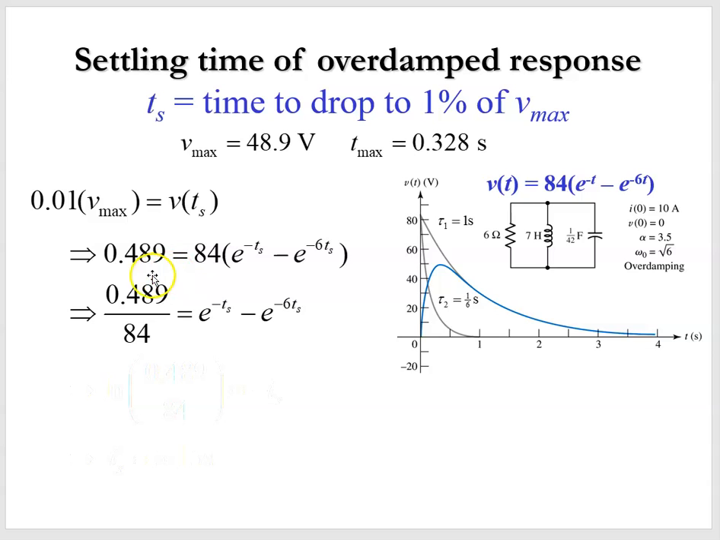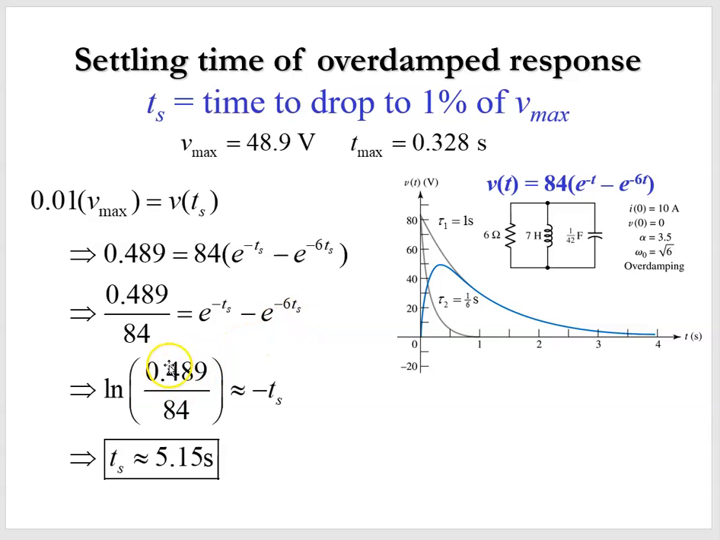We can divide out both sides by 84. We can't combine these two terms. If they were multiplied, we could combine them. It's not easy to combine these without using a solve function, but we can see that the second term is going to die out much more quickly. So if we just focus on our e to the negative Ts, we can take the natural log and say that's approximately equal to just negative Ts. So our Ts is approximately equal to 5.15 seconds, and that's where it dies out to our 0.489, or 489 millivolts.